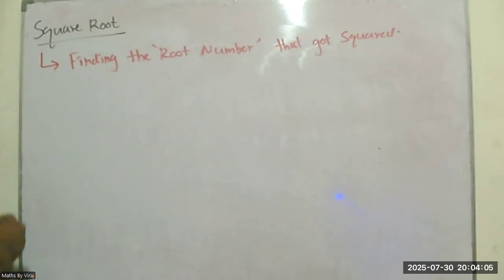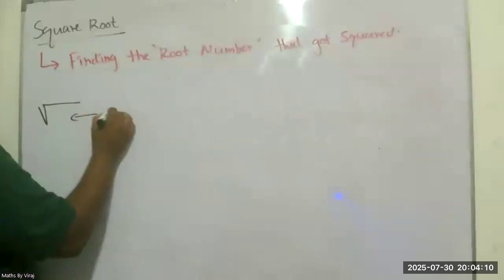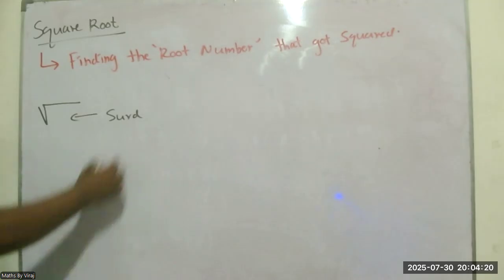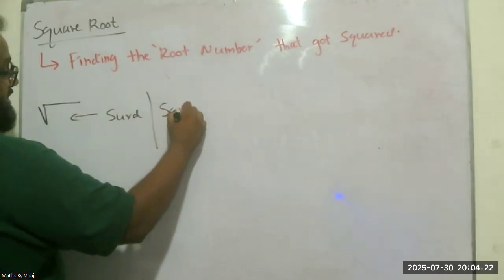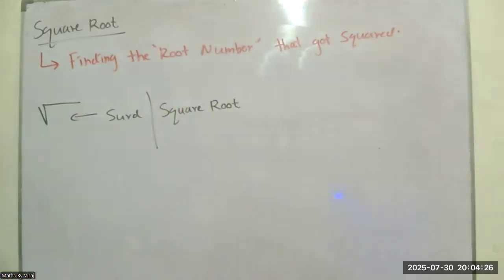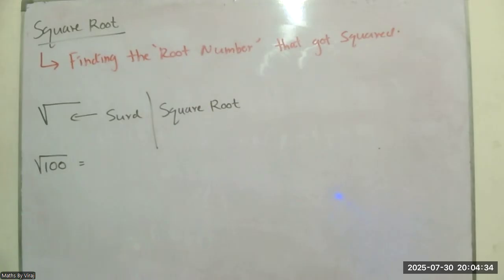For instance, this is known as a surd. We learn this as surd when we go to grade 10 and 11. But for the time being, what do you call this? You call this square root. Now the question I'm asking you, unmute your mic and tell me, what is the square root of 100? Tell me.